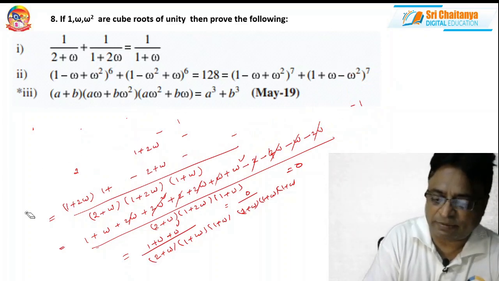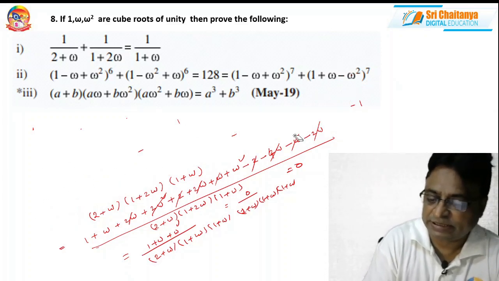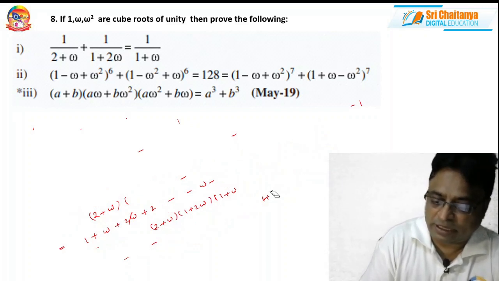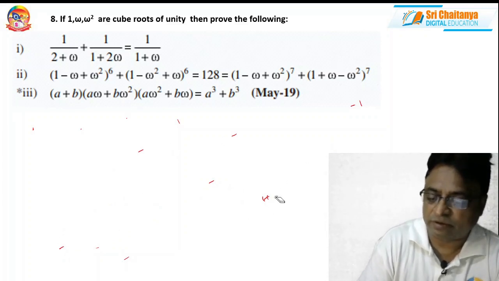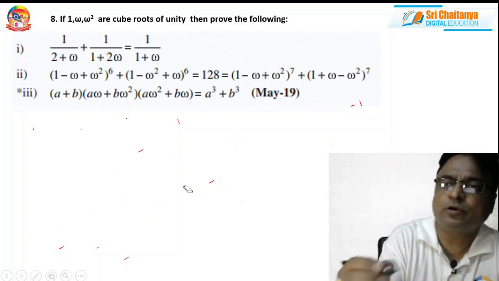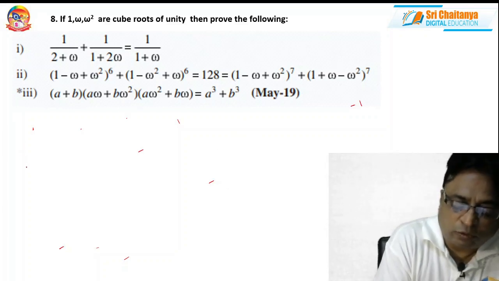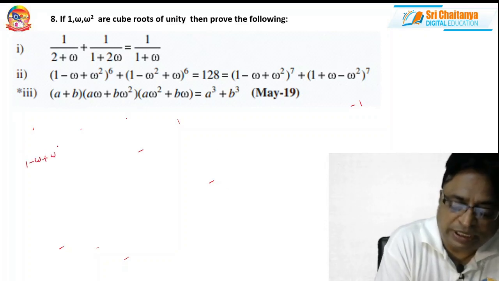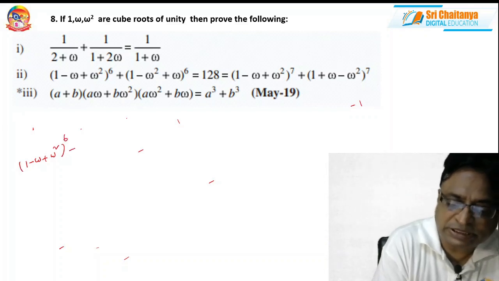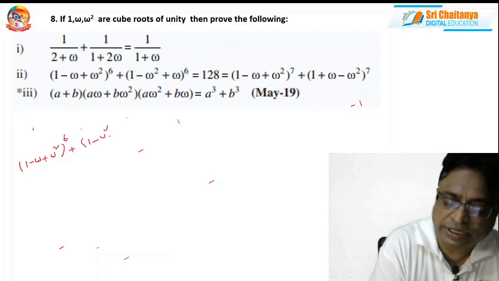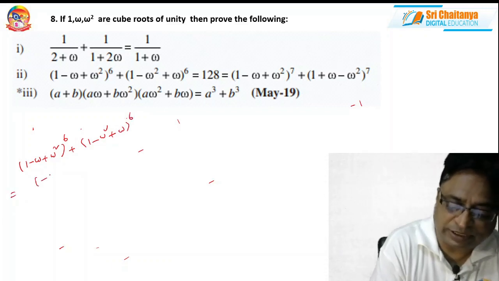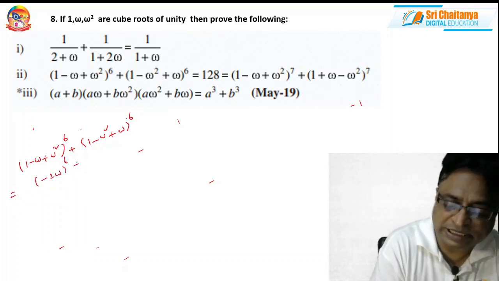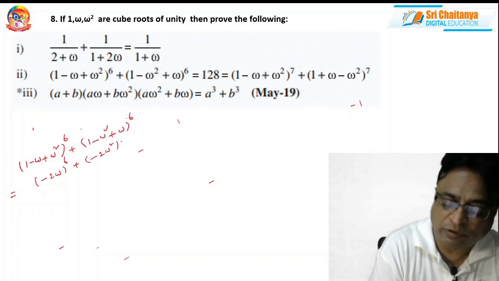Now coming to the second problem. Now I am erasing all the steps of problem number 1. Here two problems are there. One is 1 minus omega plus omega square whole power 6 plus 1 minus omega square plus omega whole power 6. What is 1 plus omega square? That is minus omega. So minus 2 omega whole power 6 plus, and similarly 1 plus omega is minus omega square, so minus 2 omega square whole power 6.